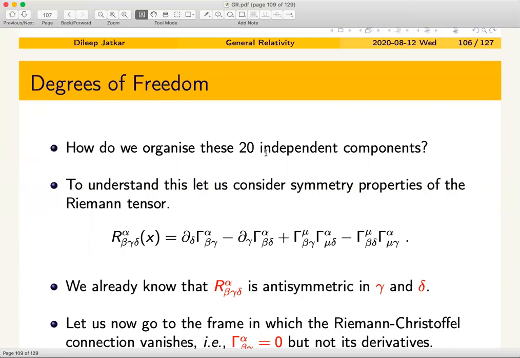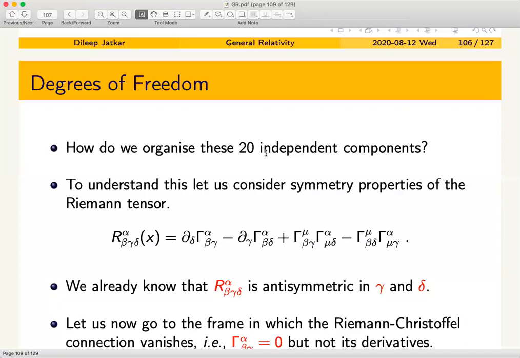If you have a non-tensor, then we have already seen that a non-tensor can be set to 0 in one coordinate system and can be non-zero in some other coordinate system. So there is no invariant meaning to the statement that a non-tensor has a certain number of components. That is a very coordinate-choice-dependent statement. There could always be a frame in which you could increase or reduce the number of independent components of a non-tensor. This is not something you can do with a tensor.